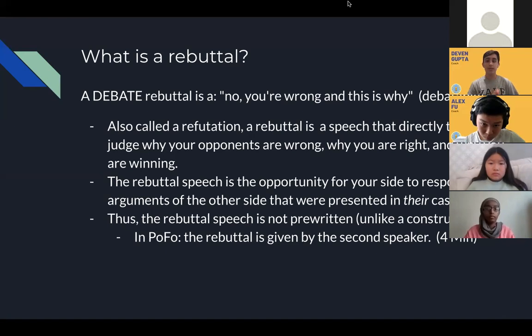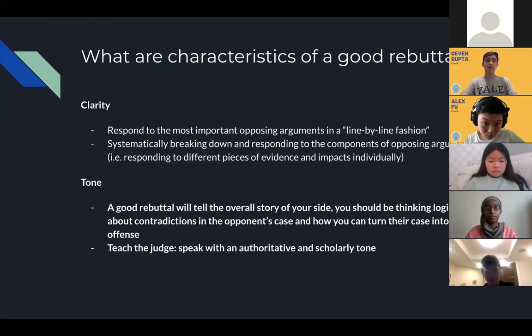In public forum and in the modified form of debate that we're going to be doing in this camp, the rebuttal is given by the second speaker, and you have 4 minutes to complete the speech. Thus, the rebuttal is the same amount of time as the case speech. So you have the same amount of time to respond to the case as the case actually was. So what are the characteristics of a good rebuttal? Two things mainly. First, good clarity.